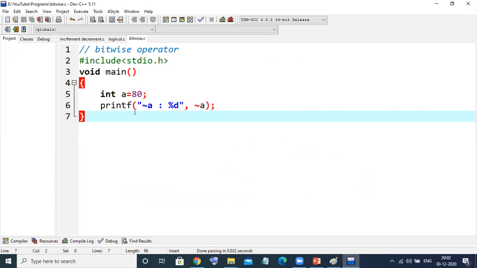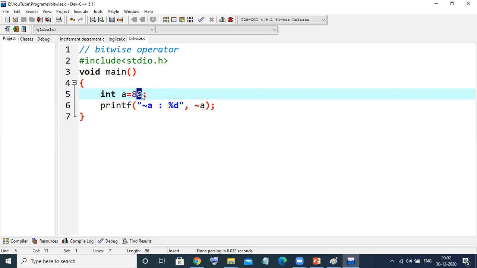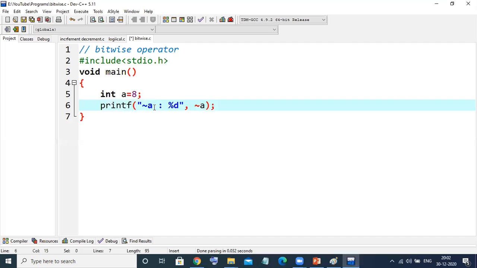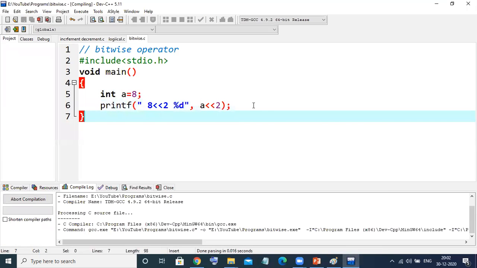For example, we'll see the program. Suppose I'm taking this one as 8. The binary number you know now very well. And here suppose I want to do this 8 number left shift 2, and I'm printing it. Here I'll write A left shift 2. So we'll check what is the exact corresponding number of this one. Let us check.